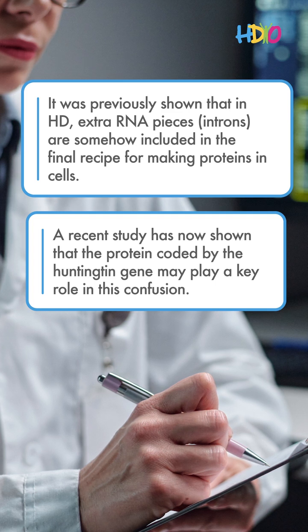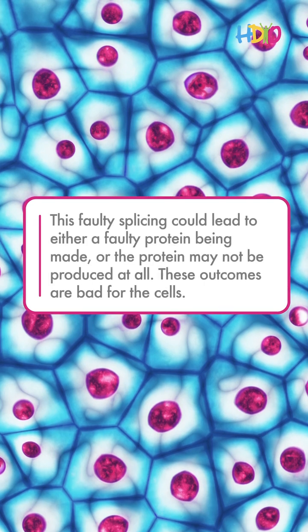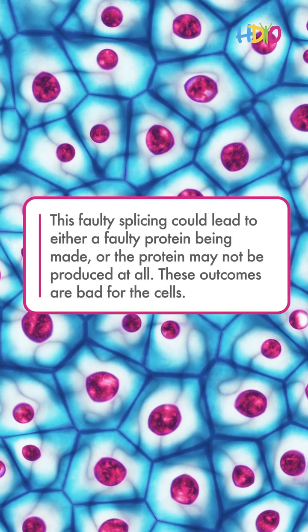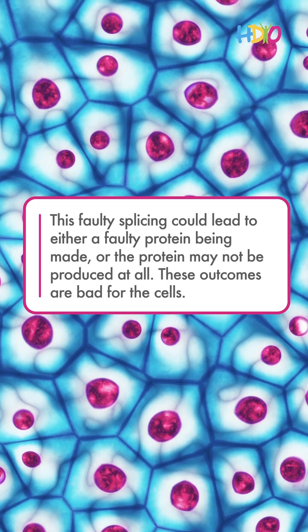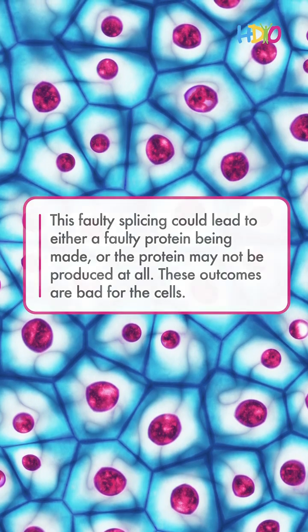role in this confusion. This faulty splicing could lead to either a faulty protein being made, or the protein may not be produced at all. These outcomes are bad for the cells.